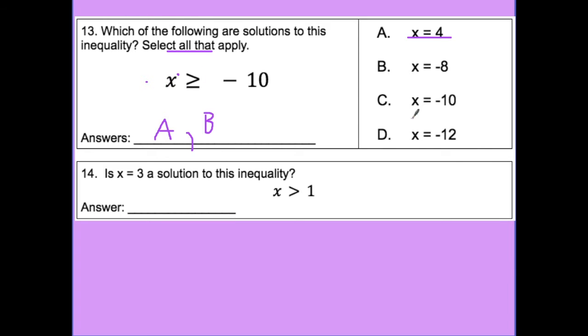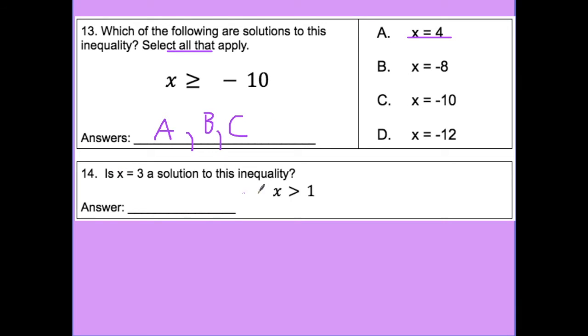Let's also try choice C. Is negative 10 greater than or equal to negative 10? It is. So choice C works. And let's try the last one. Negative 12. Is negative 12 greater than or equal to negative 10? It is not. So only A, B, C.